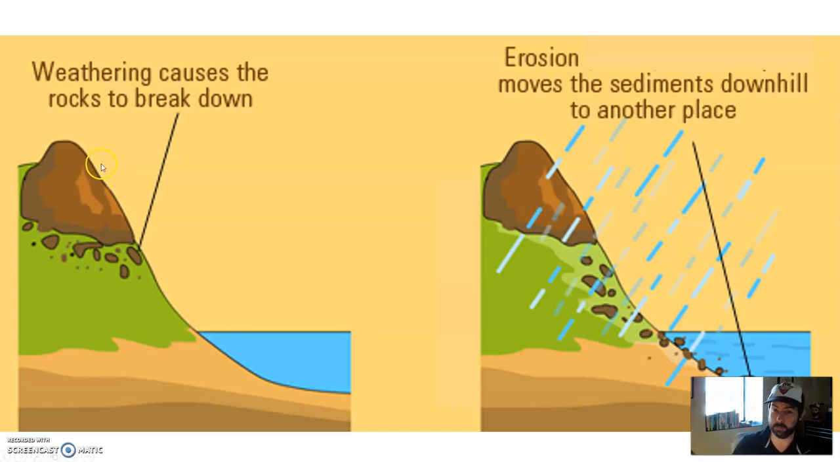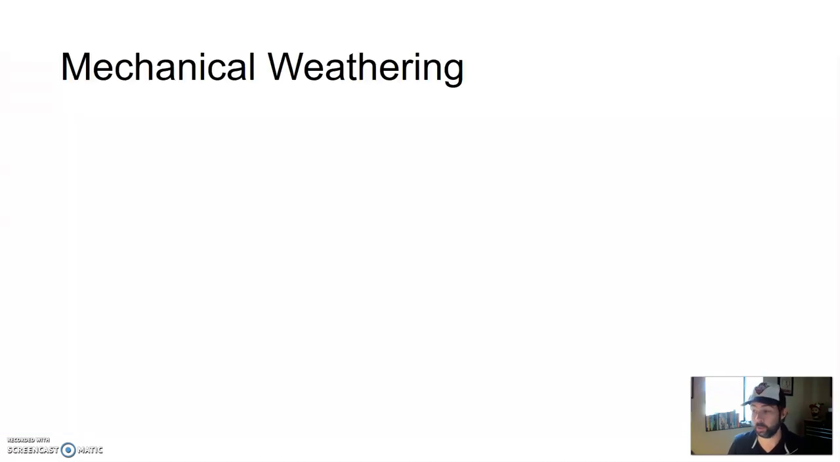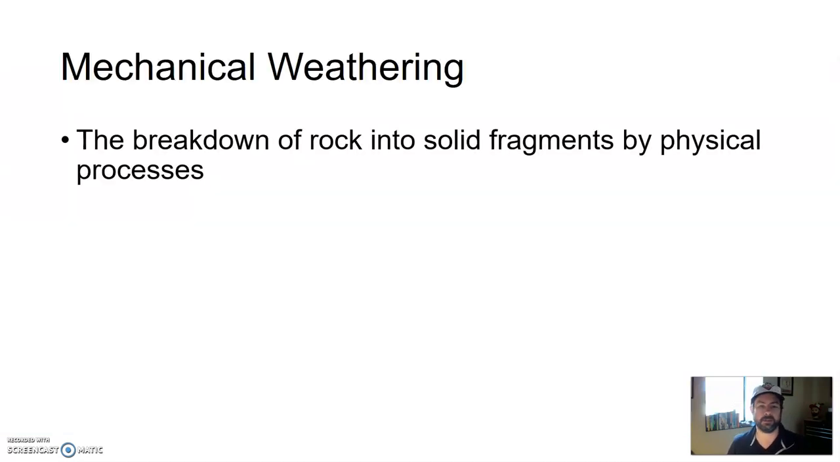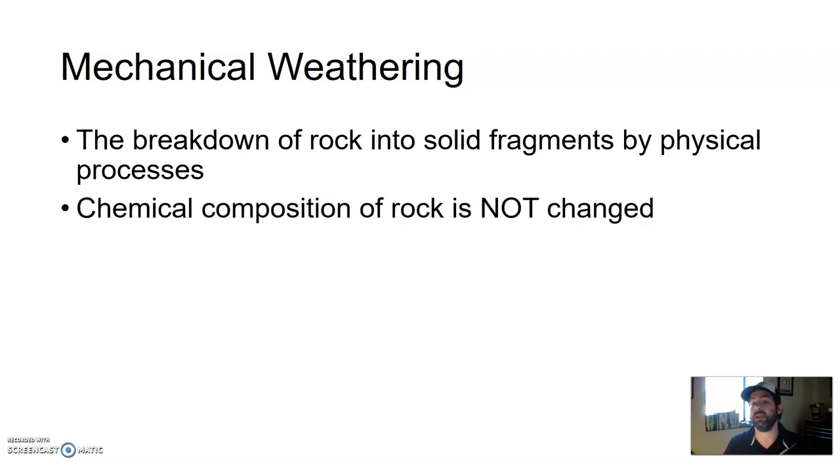So let's focus on the breaking down of rocks. That's what we need to start to create sediments. Sediments are created as rocks are weathered and pieces are broken off. There are actually two types of weathering. The first is mechanical weathering. This is the breaking down of rock into fragments by a physical process. Something is physically interacting with the rock to break it down, and the chemical composition of the rock is not changed.